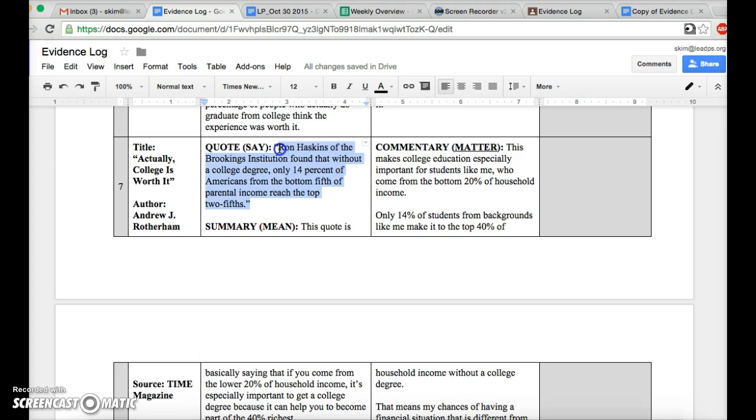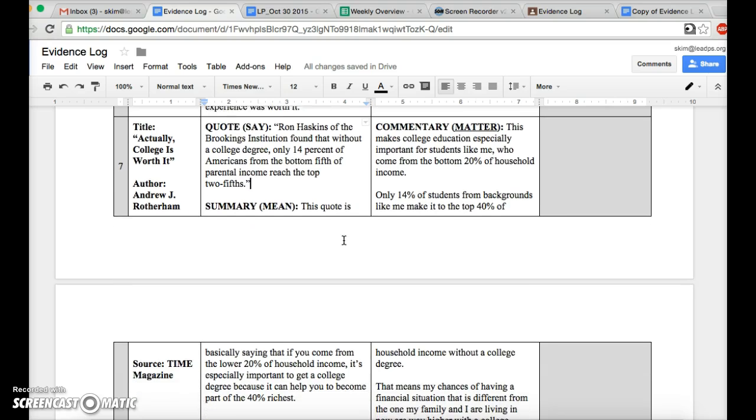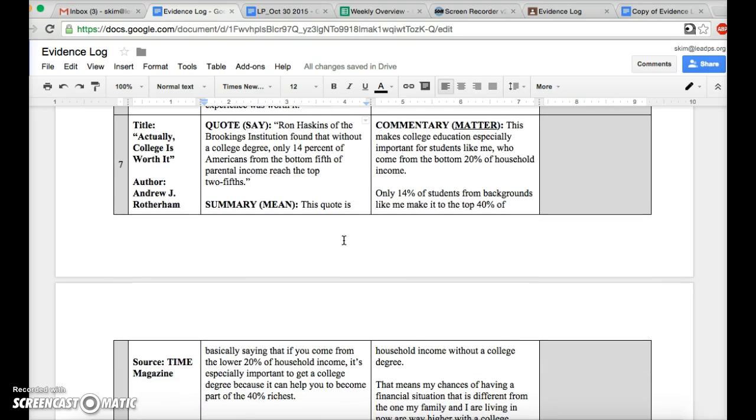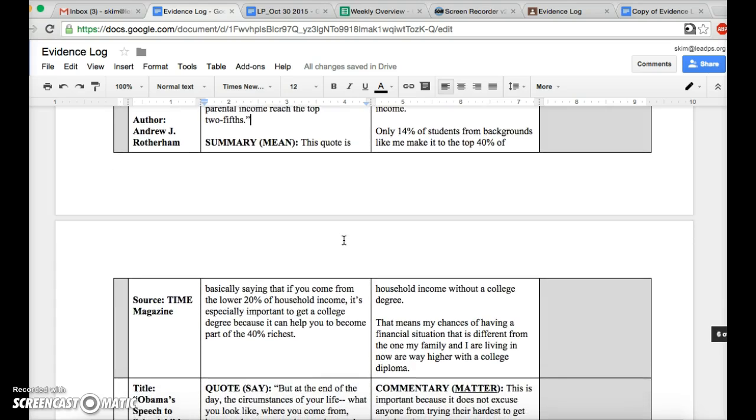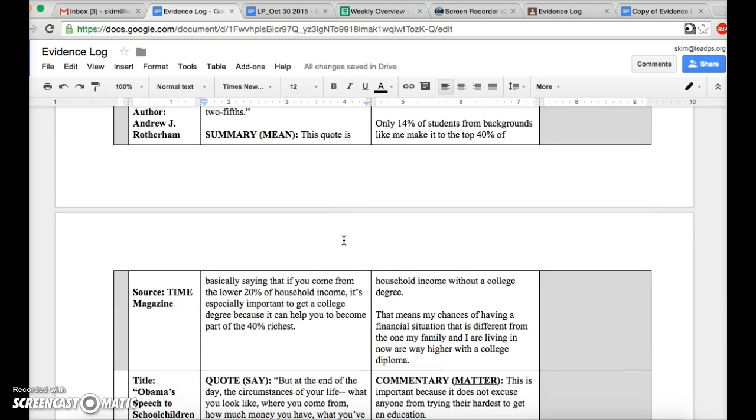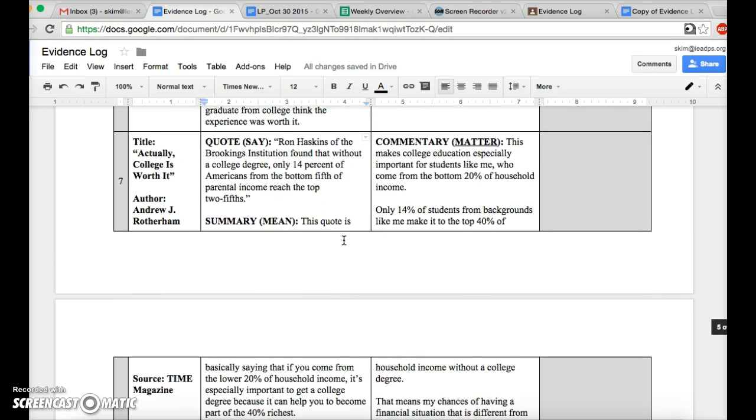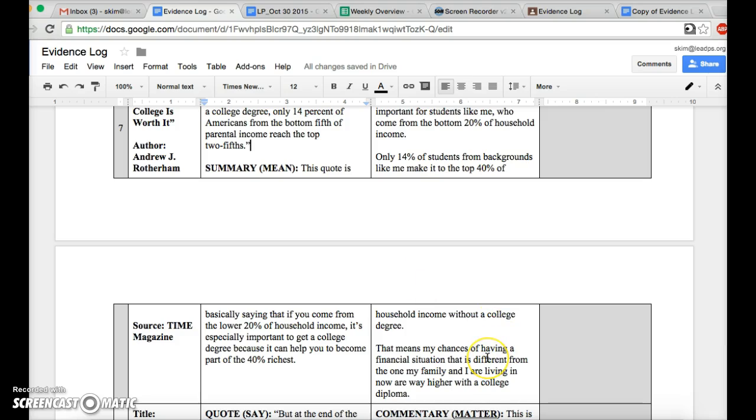Here's the quote. "Only 14% of Americans from the bottom fifth of parental income reach the top 2/5." Here's a commentary. "This makes college education especially important for students like me who come from the bottom 20% of household income. Only 14% of students from backgrounds like me make it to the top 40% of household income without a college degree. This means my chances of having a financial situation that is different from the one my family and I are living in now are way higher with a college diploma."